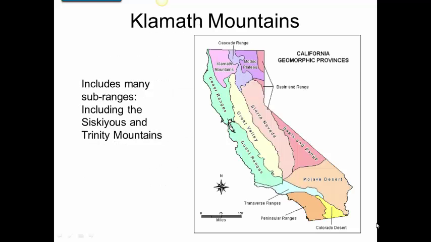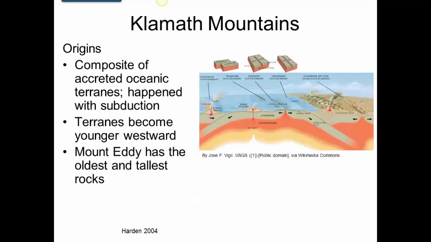Now let's take a closer look at the Klamath Mountains, which are located to the west of the Cascade Range. The Klamath Mountains include subranges like the Siskiyous, which are located north of the Klamath River along the border between California and Oregon, and also the Trinity Mountains, which are located north of Redding and include features like Castle Crags and Mount Eddy. The Klamath Mountain geology includes a composite of accreted terrains. These terrains accreted on the continent as subduction was occurring.